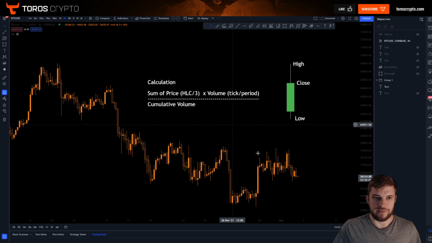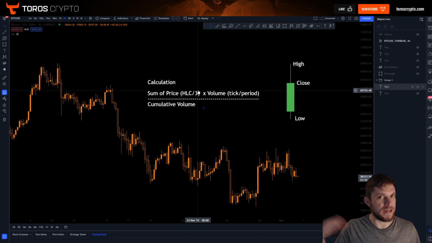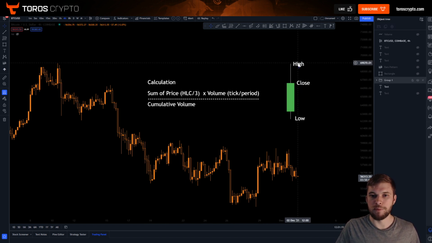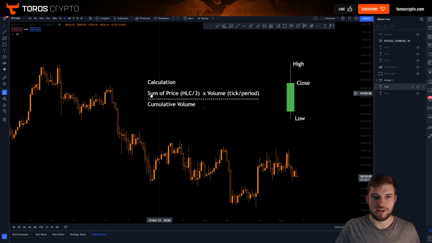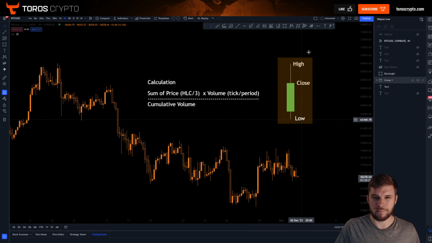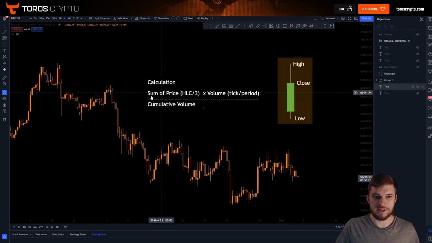So again, here's just a quick example. Okay, so your sum of price, now again, you can change this, but most commonly will be the sum of your high, your low, and your close. So that takes the average of these three. So you add those three together and then you divide it by 3 to find your sum of price. And then what you're doing is you're taking the volume of that entire candle. So that gives you the calculation for this top part.